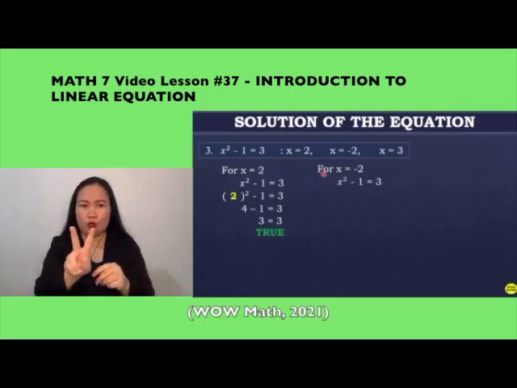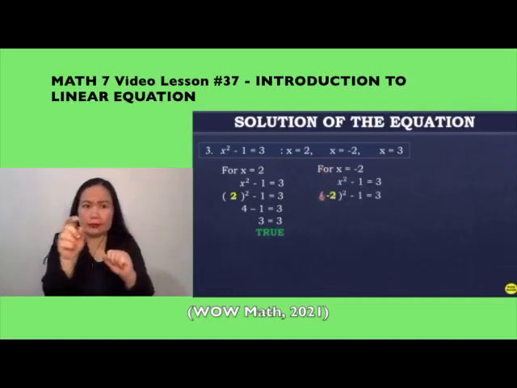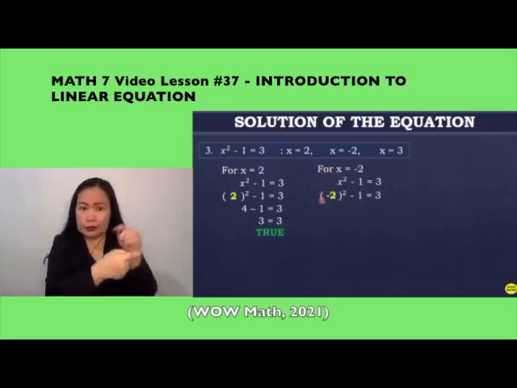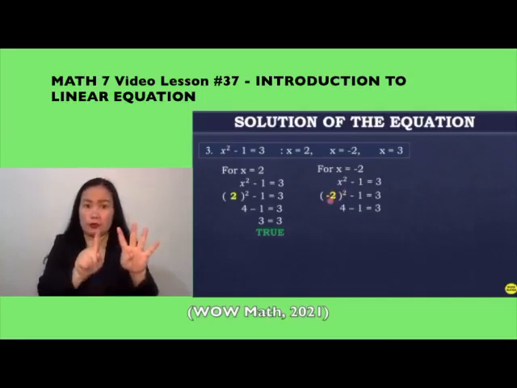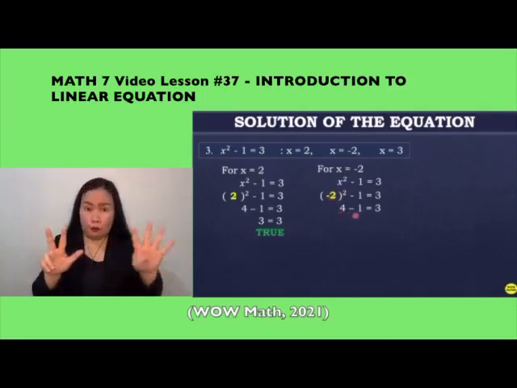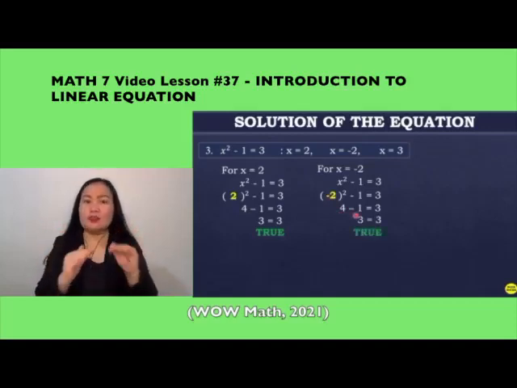Okay, let's try negative 2. So, for negative 2, ang isa-substitute naman natin ay negative 2, of course. And then, negative 2 times negative 2, ibig sabihin, squared ito, dalawang negative 2. So, negative 2 times negative 2, that will become positive 4 pa rin. So, 4 minus 1, that is also 3. So, this is also true.